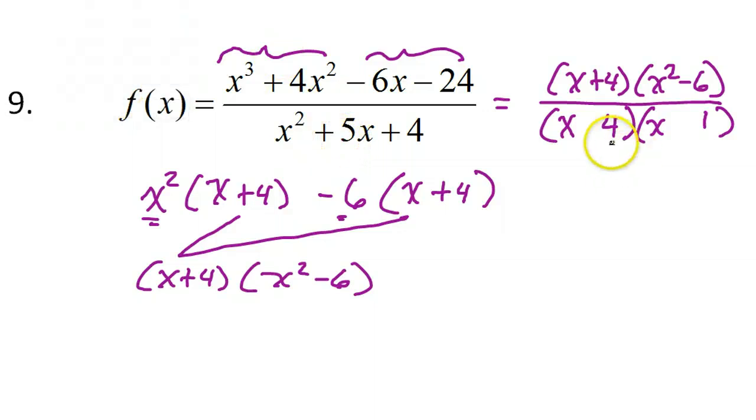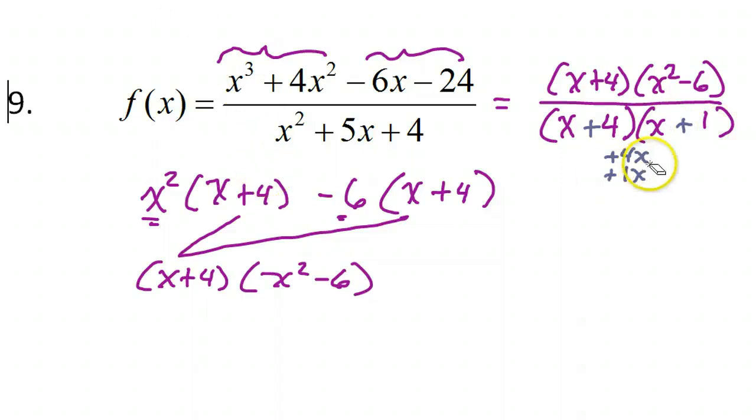Now remember, inner plus outer has to equal middle. Inner, I've got 4x. Outer, I've got 1x. I'm trying to get 5x. I can do it if both of these are positive. That will make positive 5x. That means both of these would have to be positive. Will that give me a positive 4? Sure, positive times a positive is a positive. So this is now factored correctly.